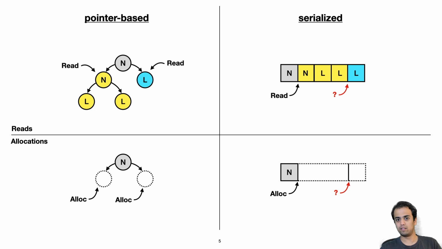For allocations, if you want to allocate both of these subtrees in parallel and also keep the resulting value fully serialized, you won't be able to do so because you won't know where to start allocating the right subtree because you don't know how big the left subtree is going to be. So in order to enable parallelism, we'll actually have to reintroduce some pointers in this representation and then deal with the problems that that might cause.